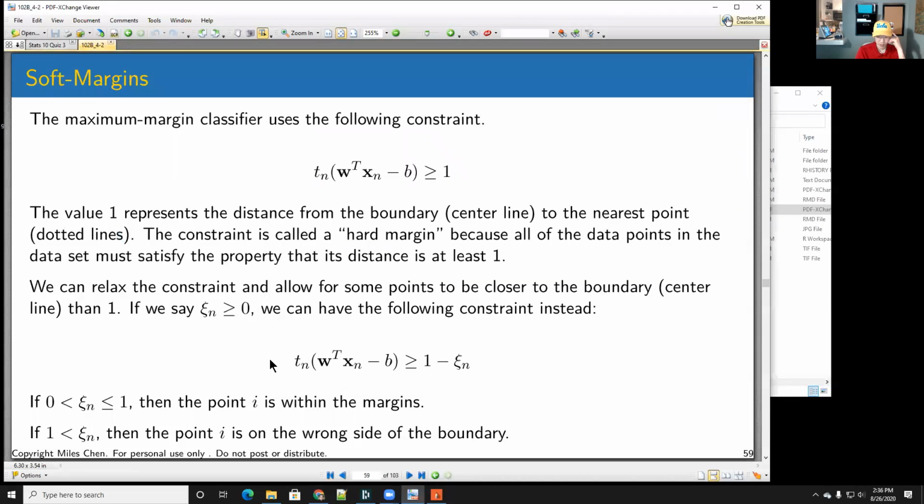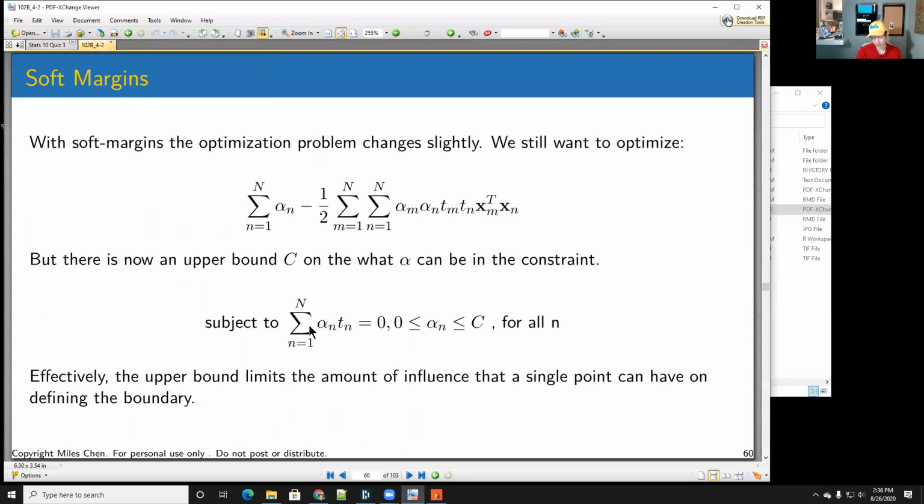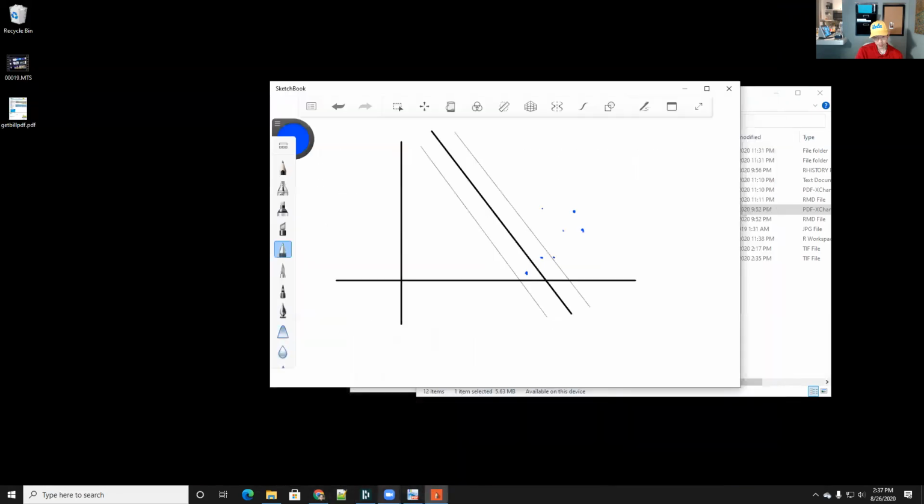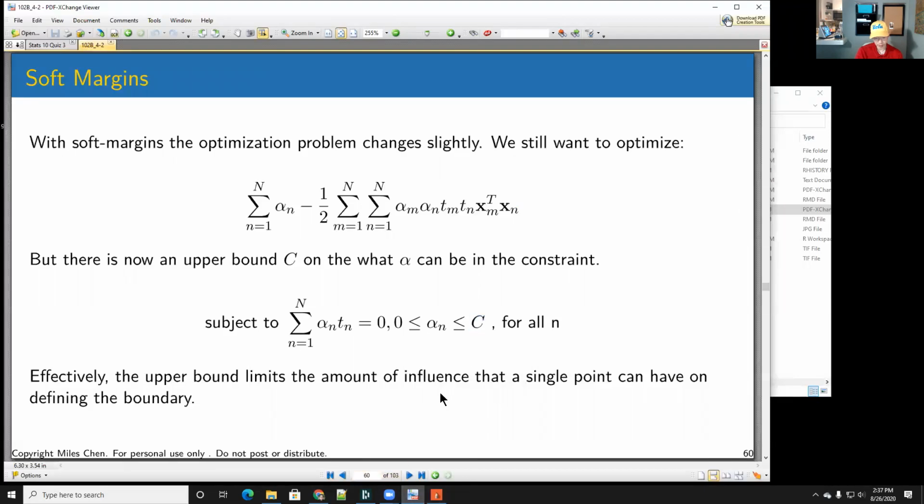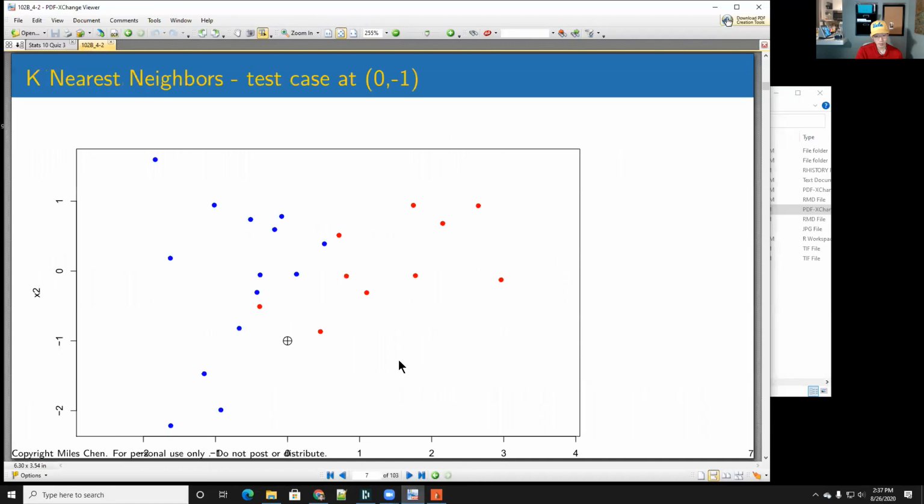Now, obviously, when you do that, that doesn't feel quite good. And so what ends up happening is, to incorporate this, we just say, you know what, we're going to set an upper bound on what alpha can be, okay? So it used to be that, let me go back a few slides.